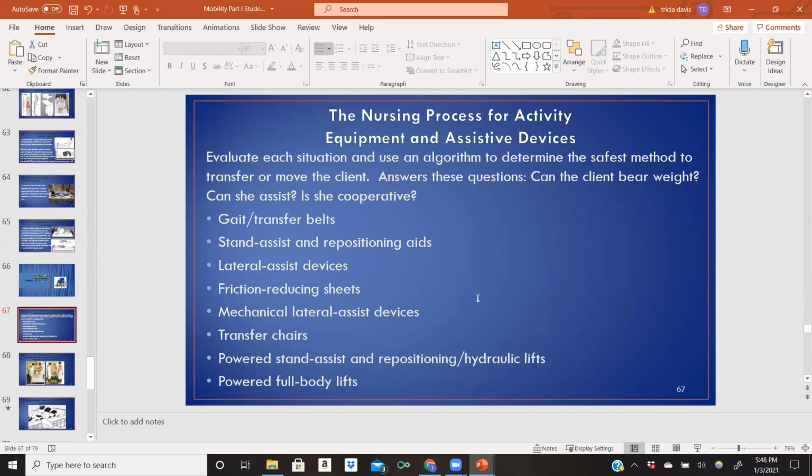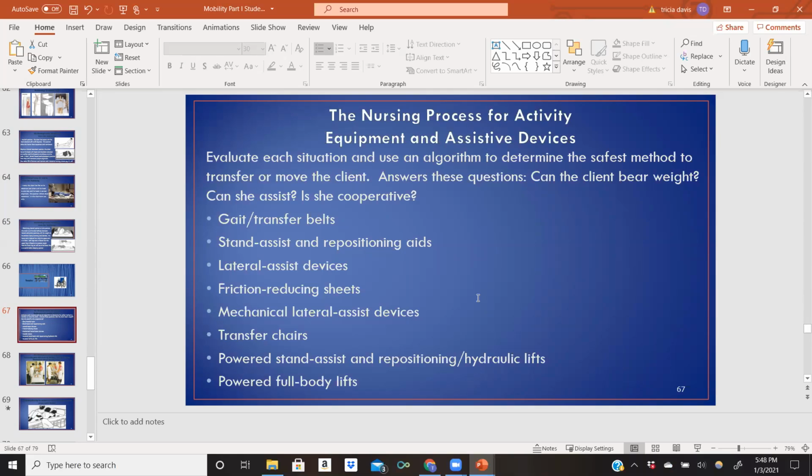Can they help you bear weight? Can they help you get to the end of the bed? Are they able to help you in any way, shape, or form assist in the move? And is the patient cooperative? Do they want to get out of bed? Are they cognitively there that they can participate in trying to get your patient to transfer?